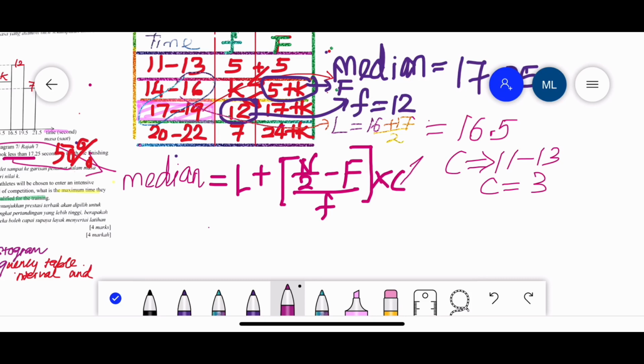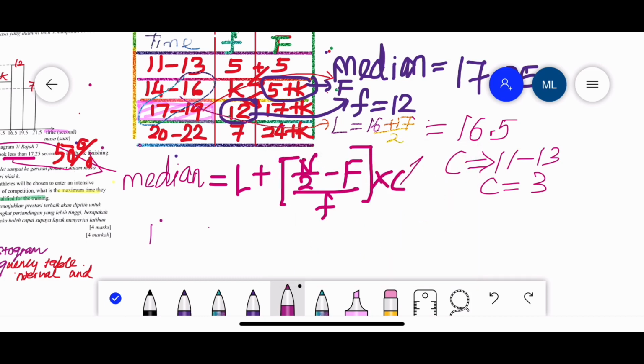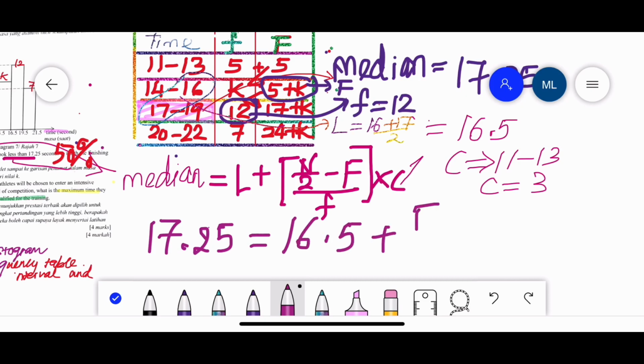Now you substitute carefully. 17.25 is the median, then equal to, let's do it carefully. If you do it carefully, then next time you will know how to do it. So L is 16.5 plus, there is a plus, don't ignore the plus. N is the total cumulative frequency, which is 24 plus K, and you have to divide by 2. According to the formula, it must be divided by 2, right?